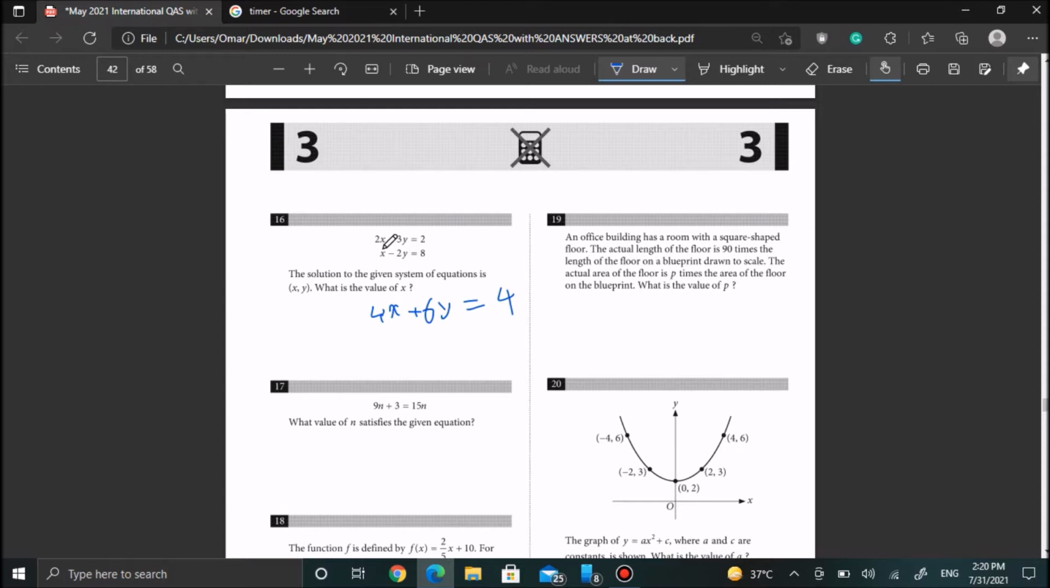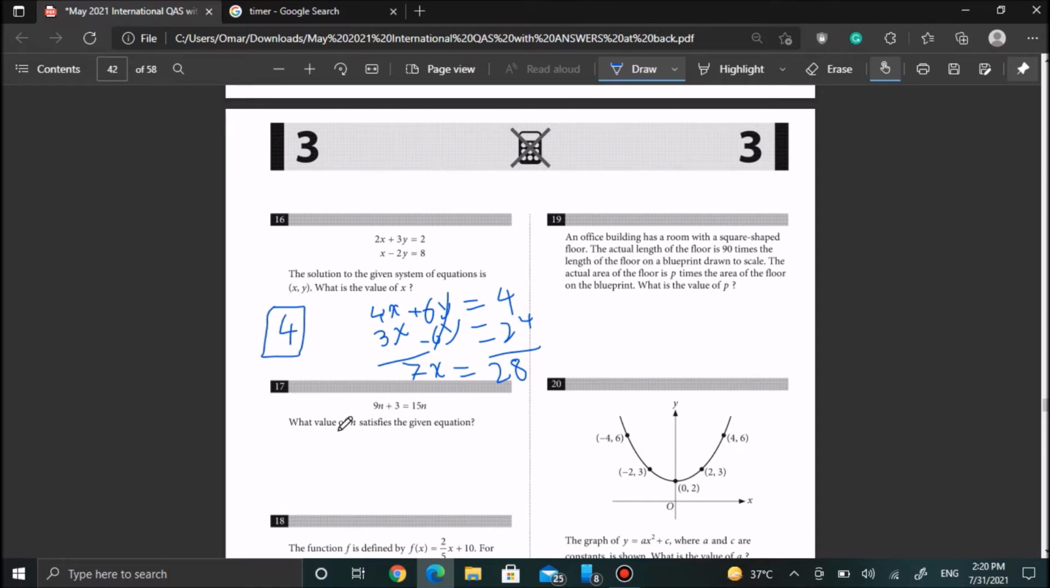Plus 6y equals 4. And then here I'll multiply by 3. 3x minus 6y equals 24. And then I can add both equations. So after adding both equations, I get 7x equals what? Equals 28. So x equals 4. The answer is 4, guys.